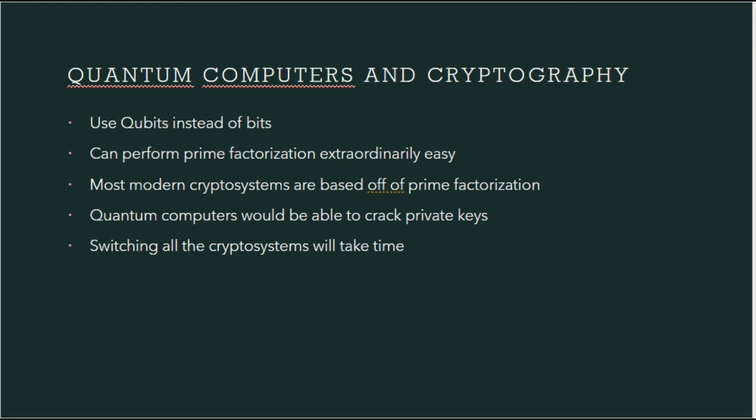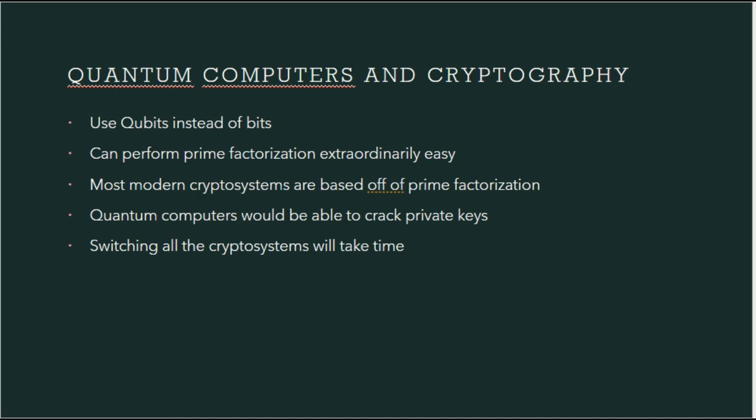Quantum computers perform prime factorization extremely easily. Why is this a problem? Because most crypto systems are currently based off of prime factorization to protect your messages or data. Quantum computers therefore would be able to crack your private keys extremely easily.